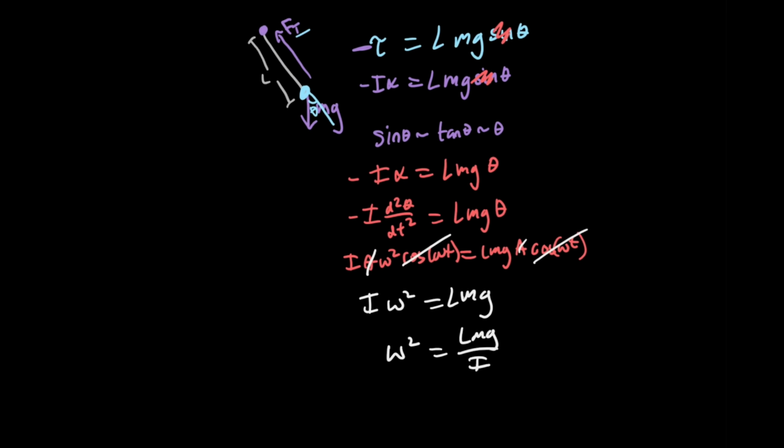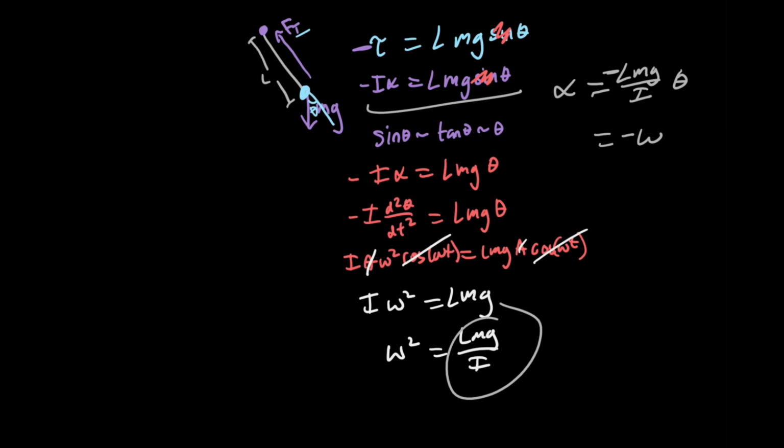So now what are we going to do? Well, we're going to go plug that into what we had before. So now that we know that we had this guy right here, we can rearrange this as alpha is equal to negative L m g over I theta. We have our negative symbol over here, and then we're just going to plug this guy in, so we're going to get negative omega squared theta. And you'll notice this is pretty similar to the one that we had with the spring. And that is all you need to know for simple harmonic motion.